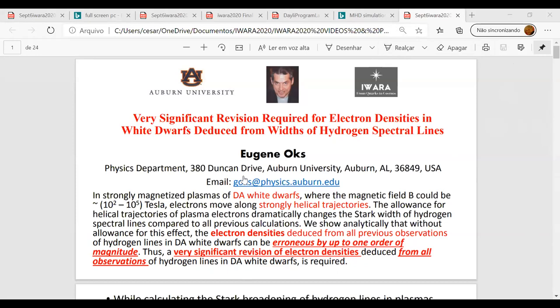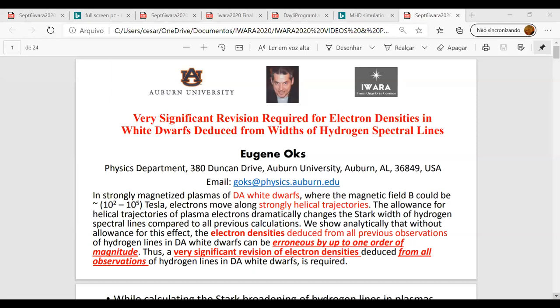This is about some significant modifications in the Stark broadening of hydrogen lines caused by a very strong magnetic field, which is characteristic for white dwarfs. The magnetic field could be as high as 100 tesla or 100,000 tesla. In the conventional theory of the Stark broadening of hydrogen lines, the perturbing electrons are considered moving along straight lines. Of course, everybody knows that in a strong magnetic field, plasma electrons actually follow a helical path. In this work, it was shown that after we take this into account, analytically and then confirmed by numerical calculations, the result is a very dramatic change.